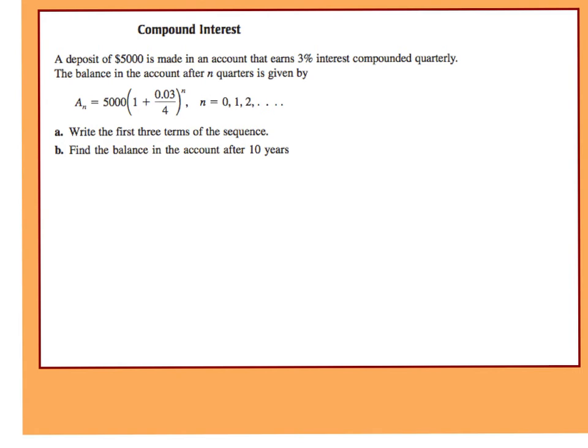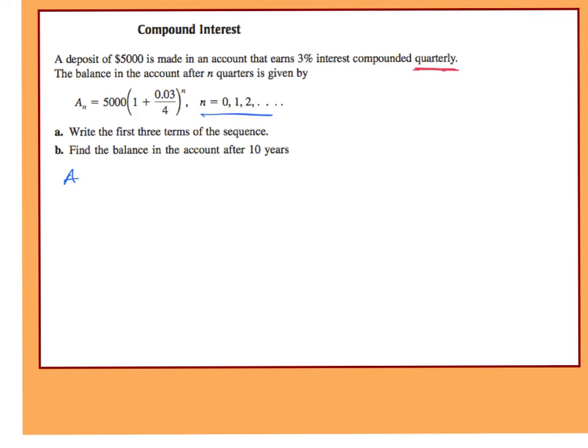Here we go. A deposit of $5,000 is made in an account that earns 3% interest compounded quarterly. The balance in the account after n quarters is given by the formula. Write the first 3 terms of the sequence. All right, so we're going to write the first 3 terms of this sequence. Now, what's my first one going to be? A sub what?